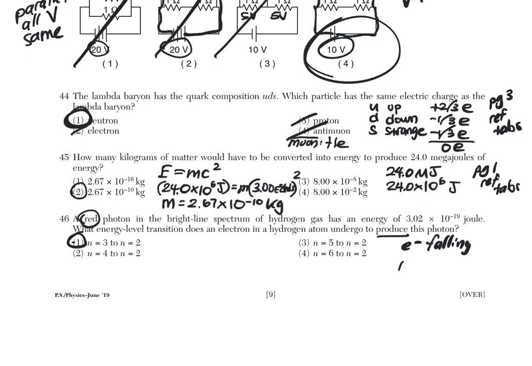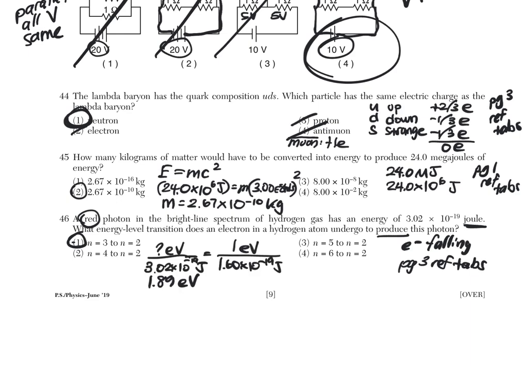We need the chart on page 3 of the ref tabs, but the energy here is in joules. We're going to need to be in electron volts, so we convert. So it's 1.89 eV, and so we really have to take a look at which transition, 6 to 2, 5 to 2, 4 to 2, or 3 to 2, gives you 1.89 eV.